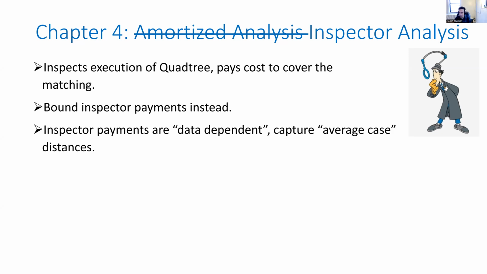The key ideas which allow us to improve over the prior analysis are two main ideas that I want to get across as take-home messages. The first one is that these payments are going to be data dependent. They're going to depend on the actual point sets. Whereas prior results gave fixed edge weights to the edges in the tree, we're going to give data dependent edge weights in a sense. And secondly, they're going to capture some sort of average case notion of distortion in a tree embedding. So these are the two main new ideas.